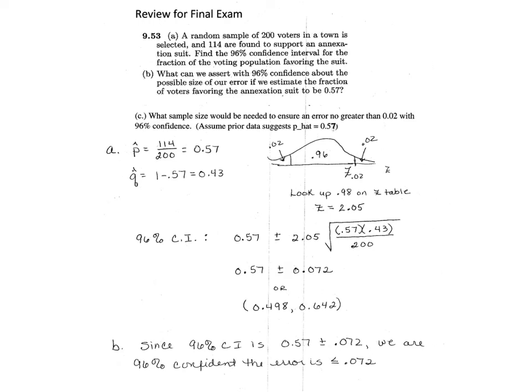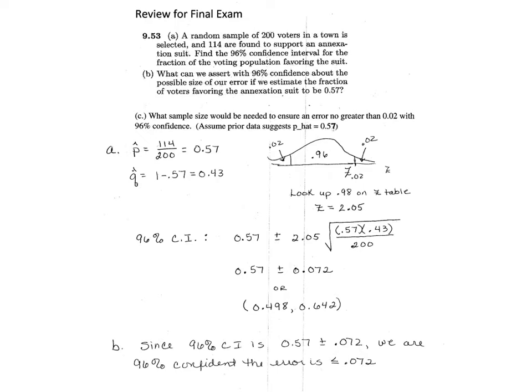Okay, I'm going to do a few extra practice problems taken from the exercises in the book to review for the final exam. The first problem is 9.53. A random sample of 200 voters in a town is selected and 114 are found to support an annexation suit. Find the 96% confidence interval for the fraction of the voting population favoring the suit.